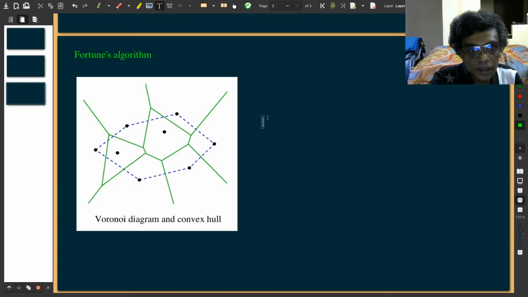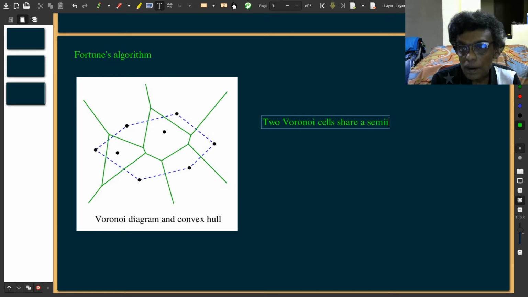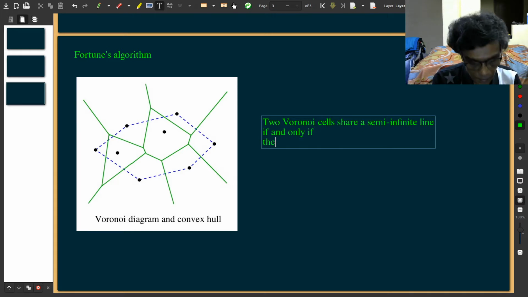this observation that two Voronoi cells share a semi-infinite line if and only if the sites are two consecutive vertices on the convex hull of S.